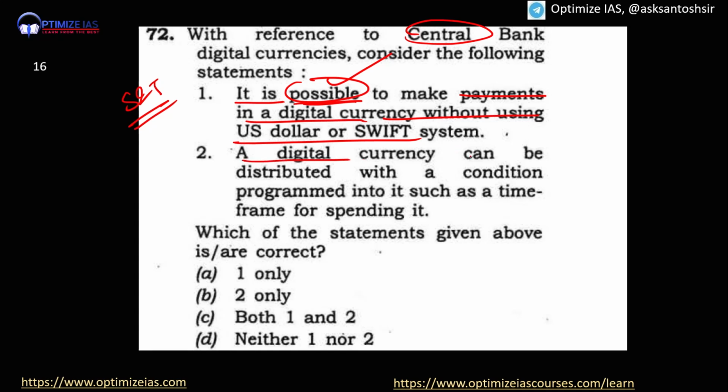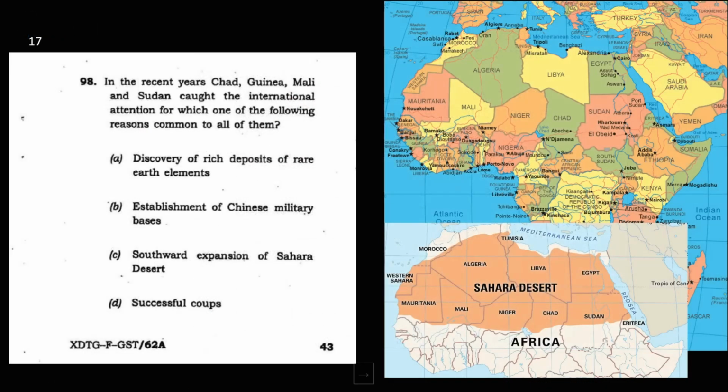A digital currency can be distributed. Again, "can" is a possibility, so "can" is always correct. So generally, in this case, the answer will be both 1 and 2. So possibility or "can" in science and tech related questions, generally all such statements are correct. Let us see the next question, guys.